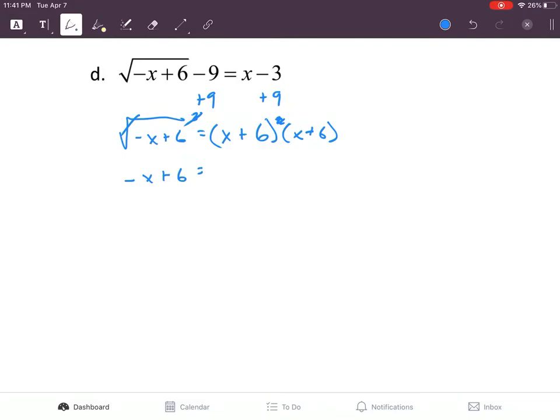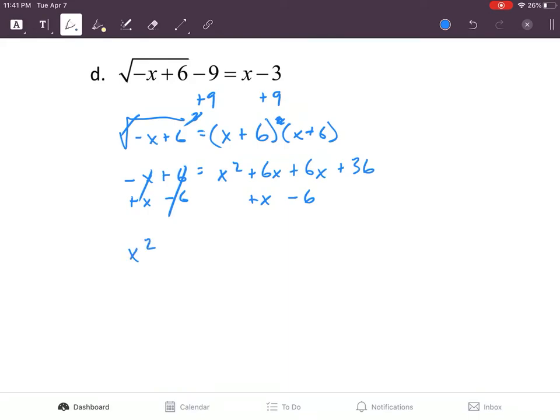When we do that, we're going to multiply using the distributive property. X times x is x squared. X times 6 is 6x. 6 times x is also 6x. And 6 times 6 is 36. Again, to keep the x squared term as positive, I'm going to add x and subtract 6 to the other side.